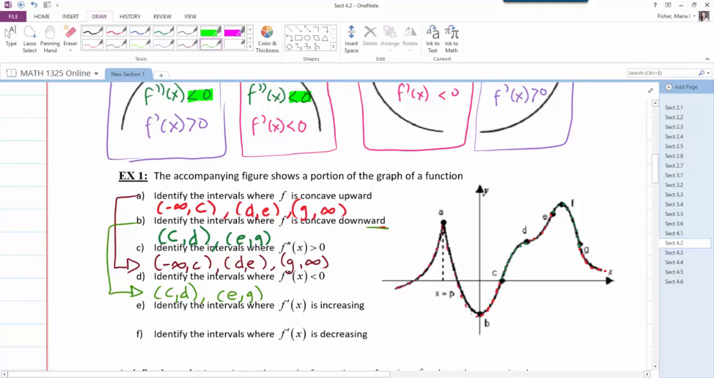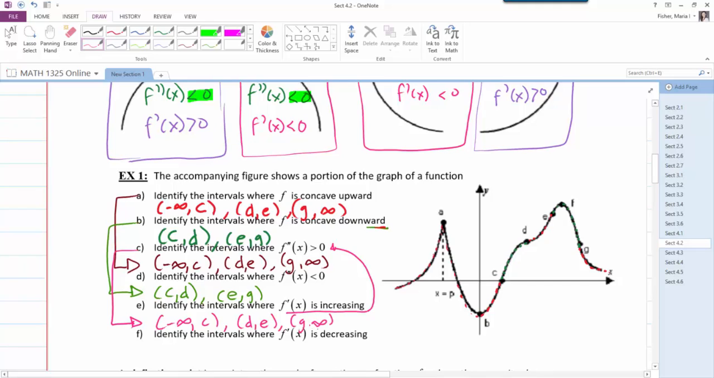And then finally, this is going to be the same. It's asking us, where is the first derivative increasing? Well, the first derivative is increasing at the places where the second derivative is greater than 0, so part C and part E are the same. So A, C, and E all mean the same thing: negative infinity to C, D to E, and then G to infinity.